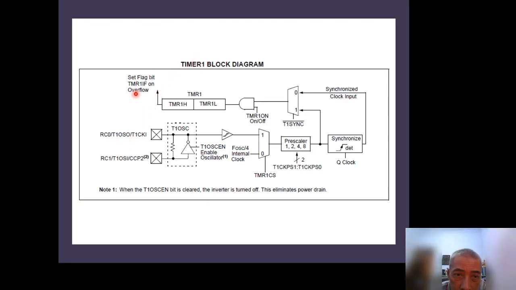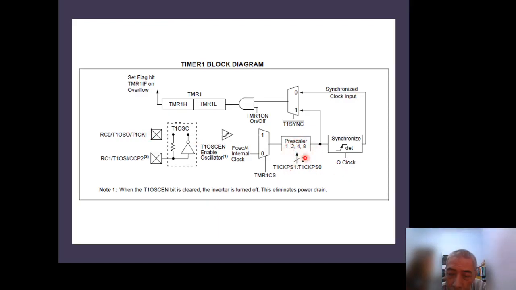Just like our discussion before, TMR1H and TMR1L hold the timer value itself. And then you can choose the clock source from TMR1CS. CS is clock source, either from the internal clock, always divided by 4, or from the RC1 and RC0 pins from an external oscillator. So the prescaler is right here.